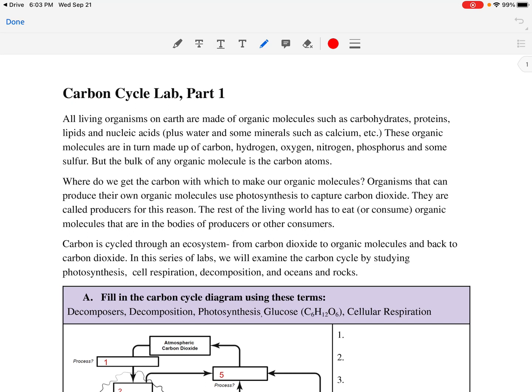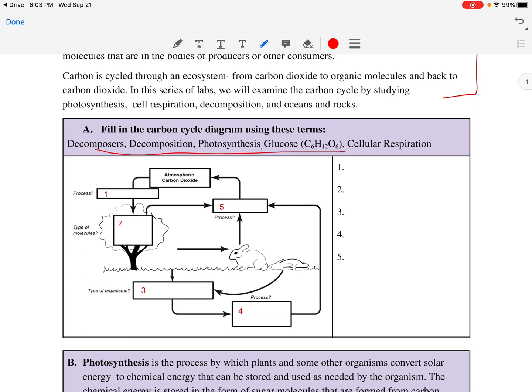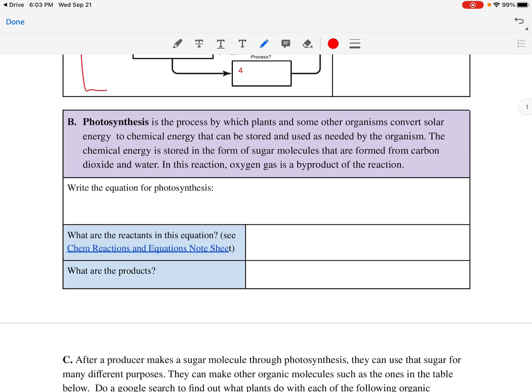This is the Carbon Cycle Lab, part 1, and we're looking here at the at-home version of the Carbon Cycle Lab, where I put photographs of our results in class. So the first part is just some reading about the carbon cycle, using these terms here to fill in, to match, to fill in the diagram. So whatever this process is in part 1, put the name of it here.